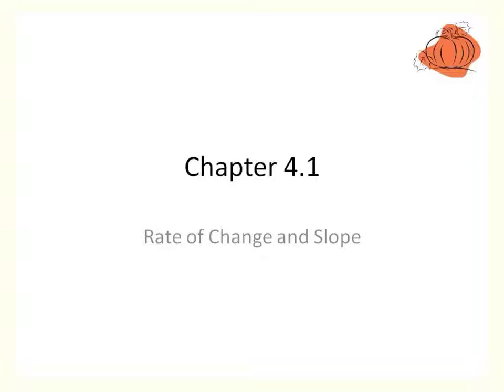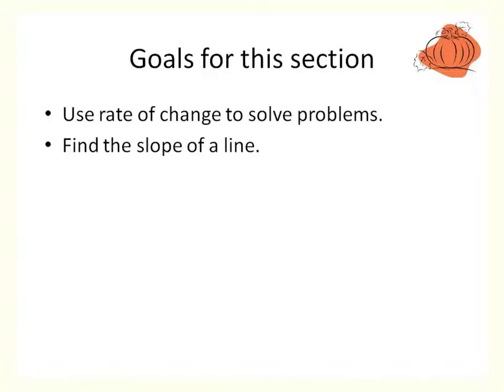So 4.1 is just on rate of change and slope, and in fact rate of change and slope are the exact same thing. It's just what context you'd use which word in. Most often in the real world we're going to talk about rate of change, but in math class we're going to talk about slope. Our goals for this section are to use the rate of change to solve a problem, and to find the slope of a line. So let's get started.